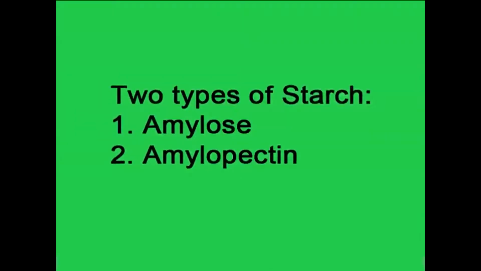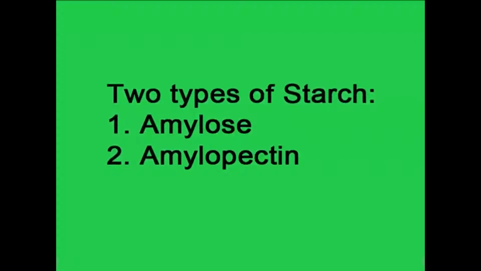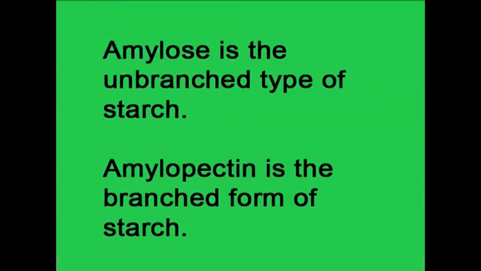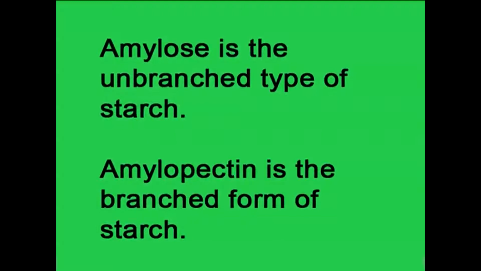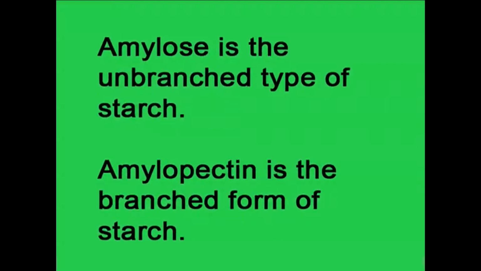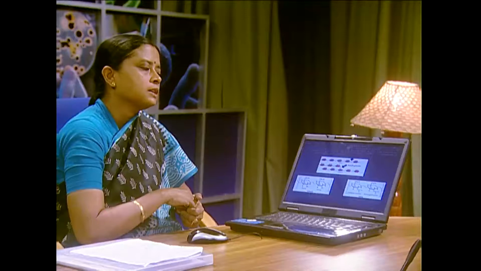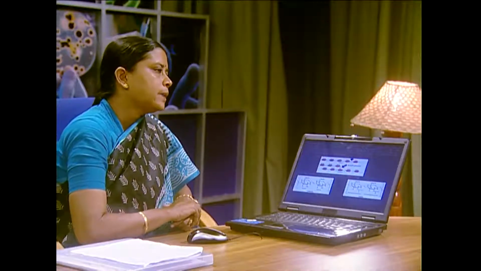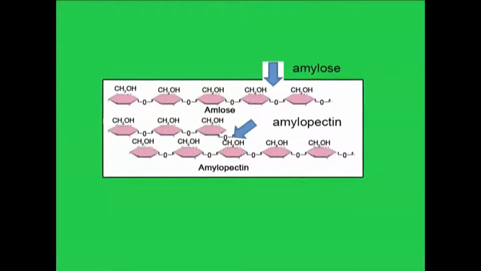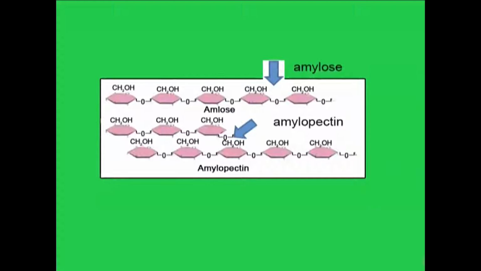There are two types of starch, amylose and amylopectin. Amylose is the unbranched type of starch and amylopectin is the branched form. So in amylose, the unbranched type, only 1,4 glycosidic bonds are there, and in amylopectin both types of glycosidic bonds are present. And glycogen is also a polymer of glucose, and only alpha 1,4 glycosidic bonds are there. These are the structures of amylopectin, as shown.